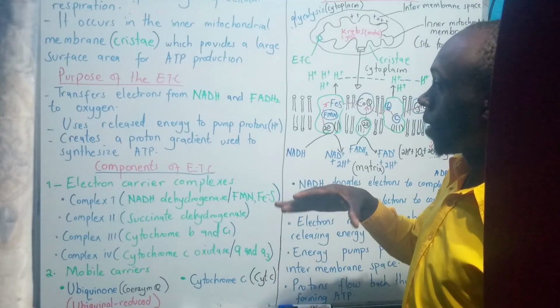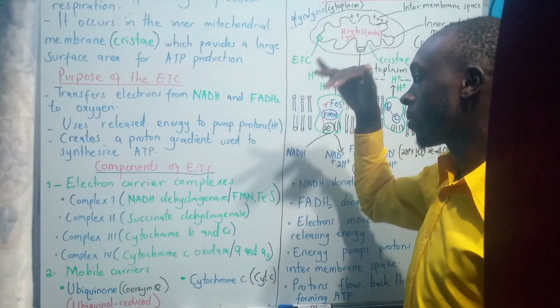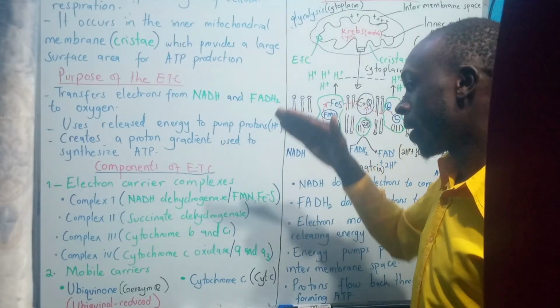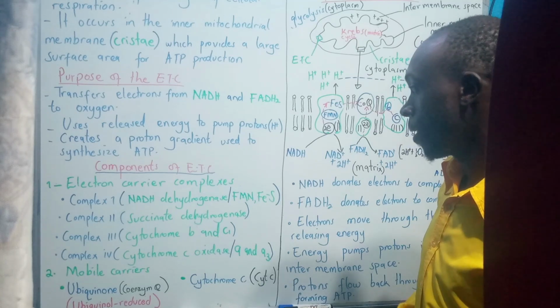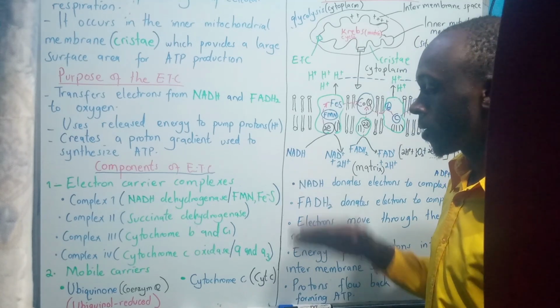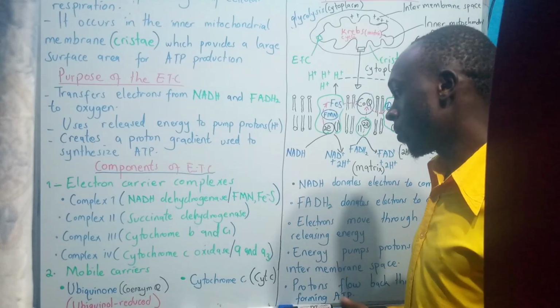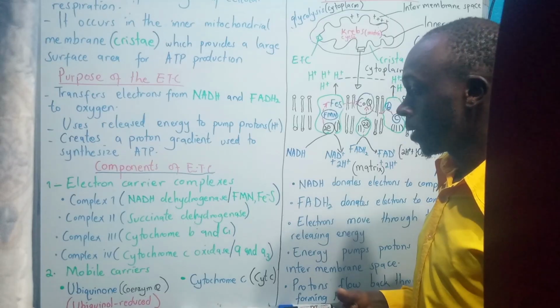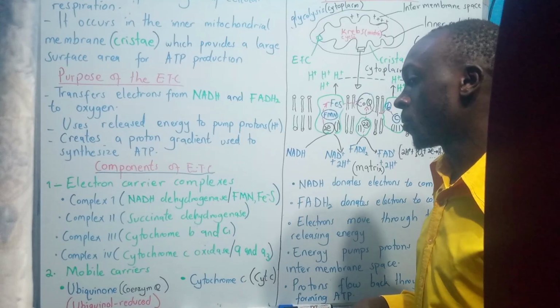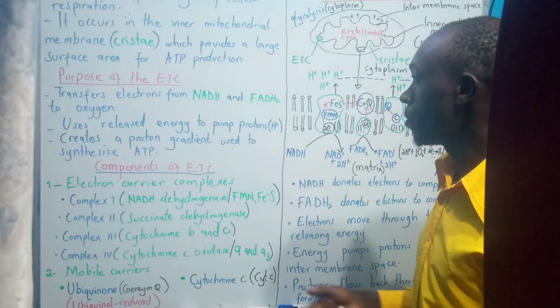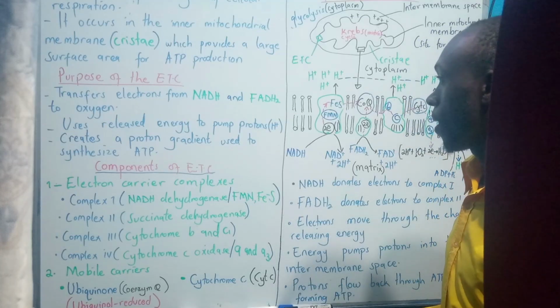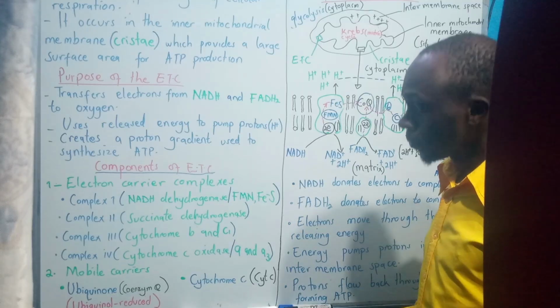So when we have a bigger positive charge created on one side and a less positive charge created on another side, we are going to have a potential difference created, which is going to generate electrical current, and electrical current produces energy, which is going to be used to synthesize ATP.